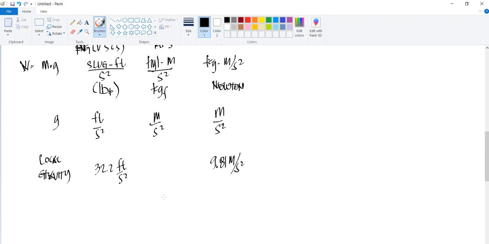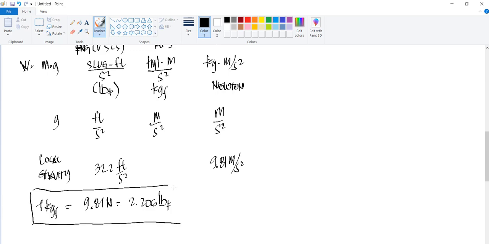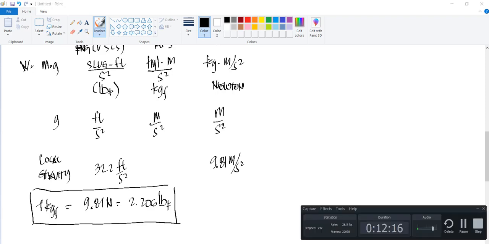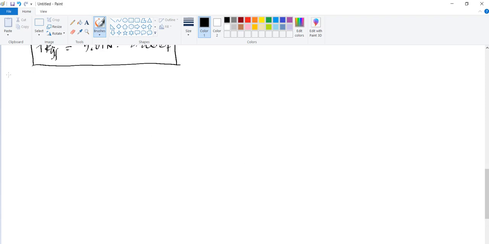Then we have the conversion: 1 kilogram force is equal to 9.81 Newton, which is equal to 2.206 pound force. So take note of that one. You will need it when you are taking your board exam. Okay. So the basic laws governing mass.